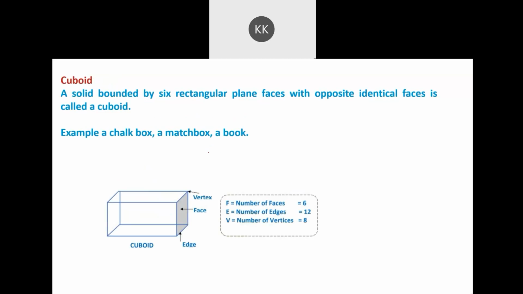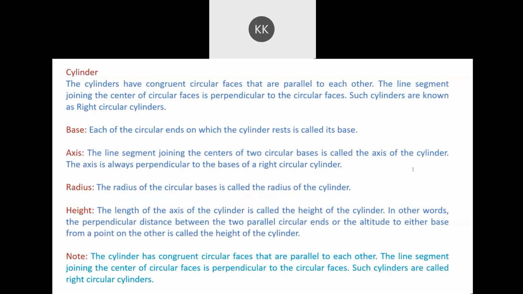When I consider a cuboid, it will be having rectangular faces. Sometimes it has square faces, say 2 square faces. Examples you can see here: a chalk box, a matchbox, a book, they are all cuboid. In the cuboid, we have got 6 faces, 12 edges, and 8 vertices. A cylinder is a different type of solid figure.